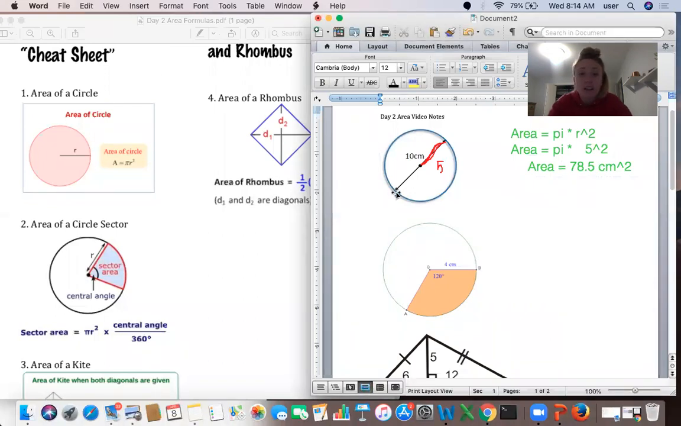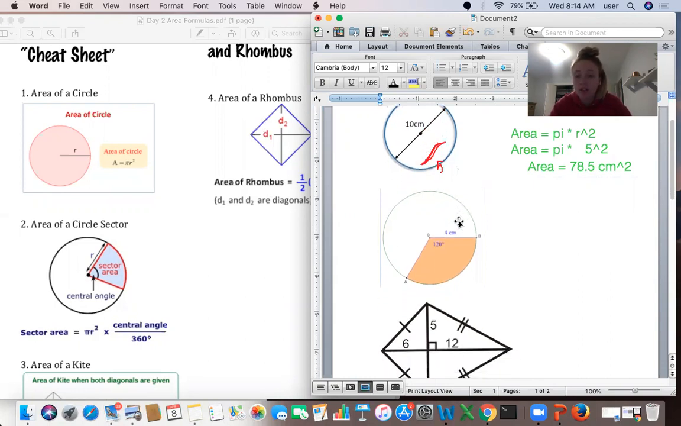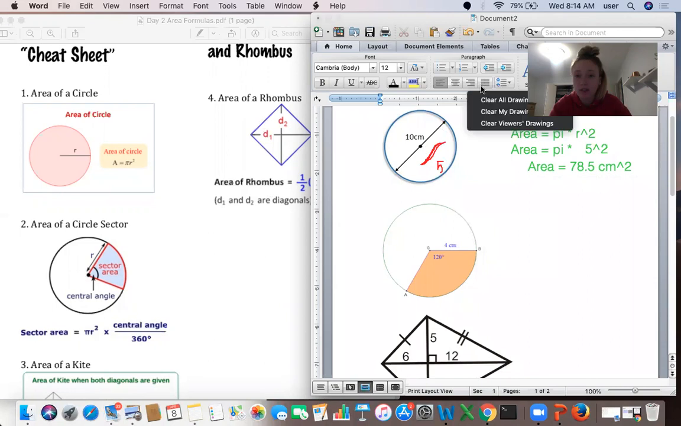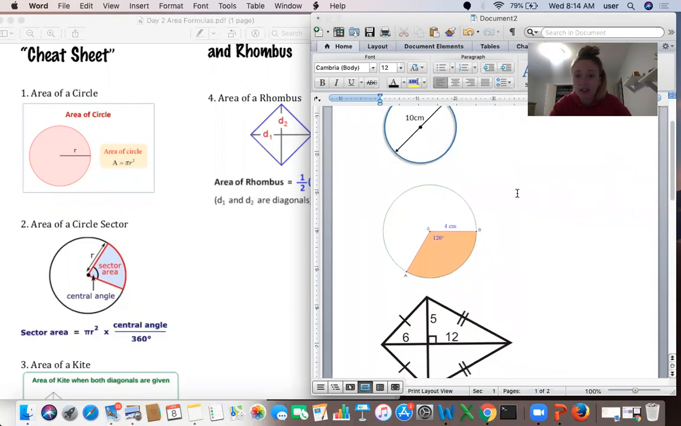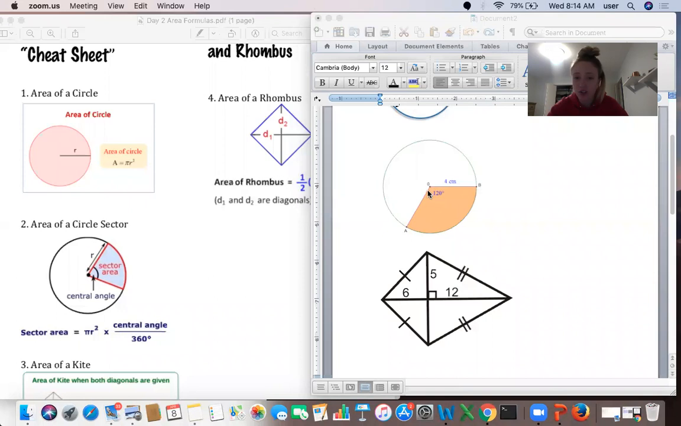Next on here, I'm going to clear this so I can scroll down a little bit. So hopefully you got that. Next, this is area of a circle sector. Basically what that means is that we just want a section of the circle. So I want to find the area of this shaded in part right here, in orange, and I'm outlining it in red.